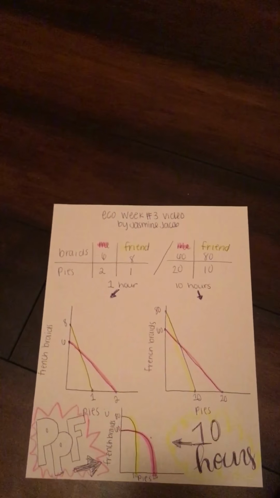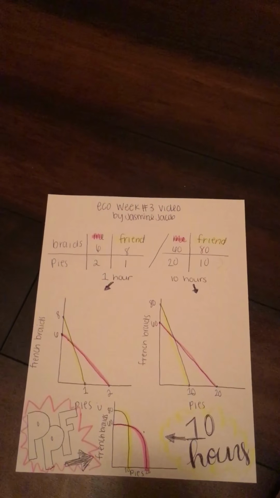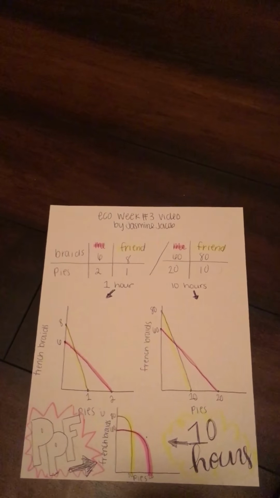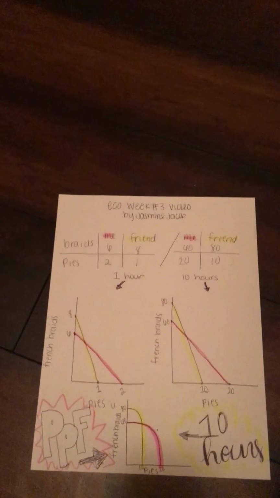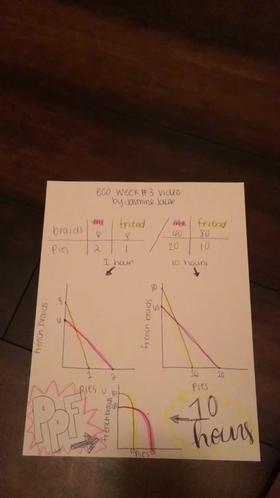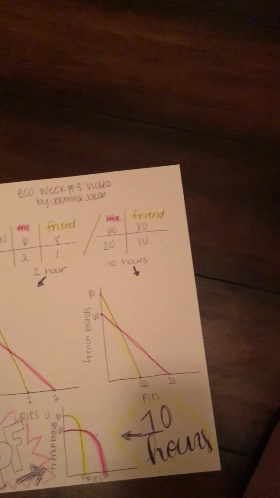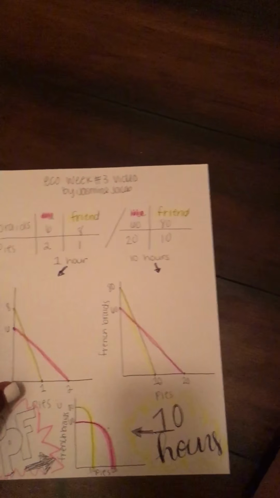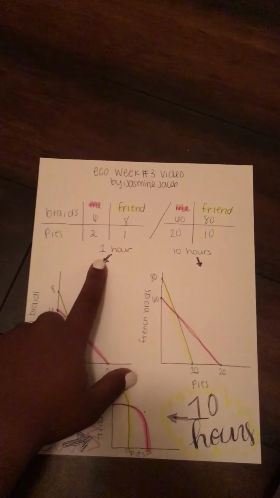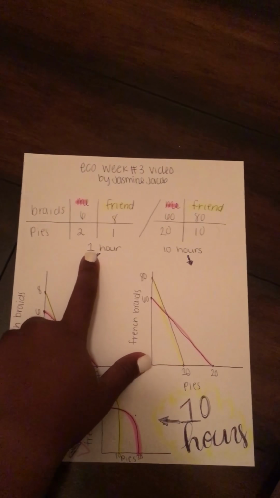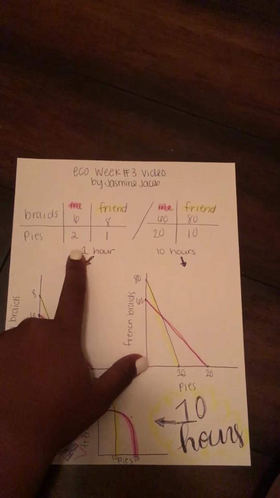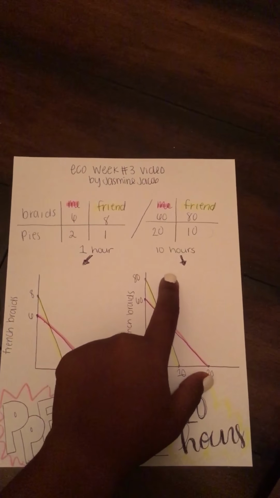So, the two products that I've chosen to produce are French braids and pumpkin pies because it is fall, and I know that those things are really popular right now, so why not? So, the first thing I decided to do was make two graphs, one showing the first hour how much me and my friend and I can produce, and in 10 hours how much we can produce.